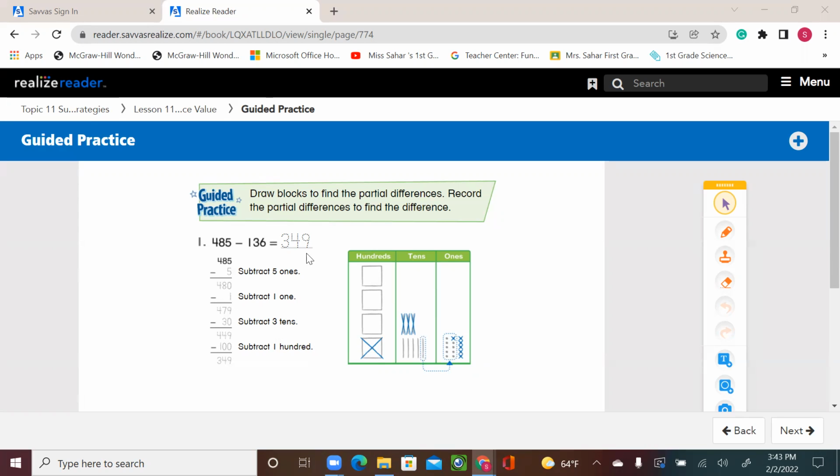Okay, now let's see what we have. We have tens, 3 tens, cross out 3 tens, and then 479 minus 30. Let's count how many tens we have. Very good. And then I have the 100. So 400, take away 100, just cross out 100. So the total is 349.